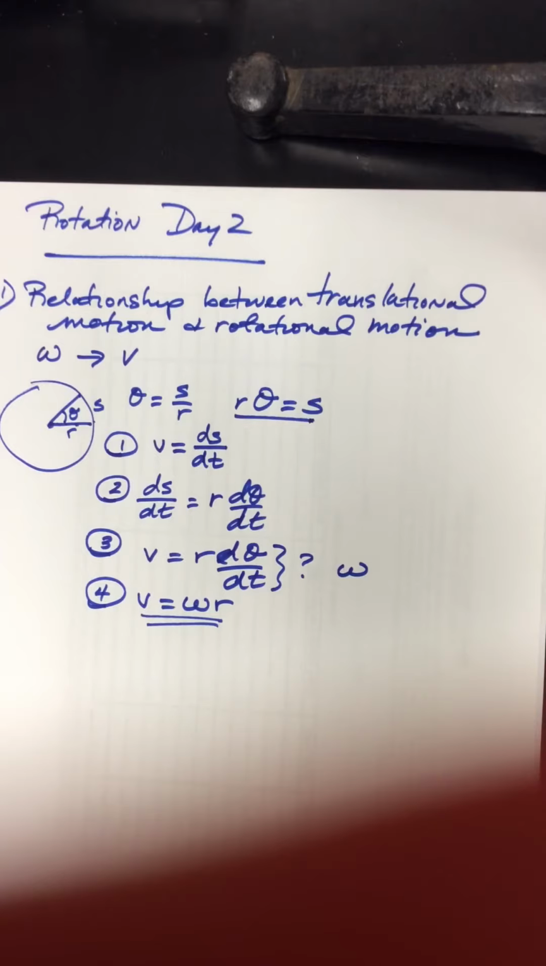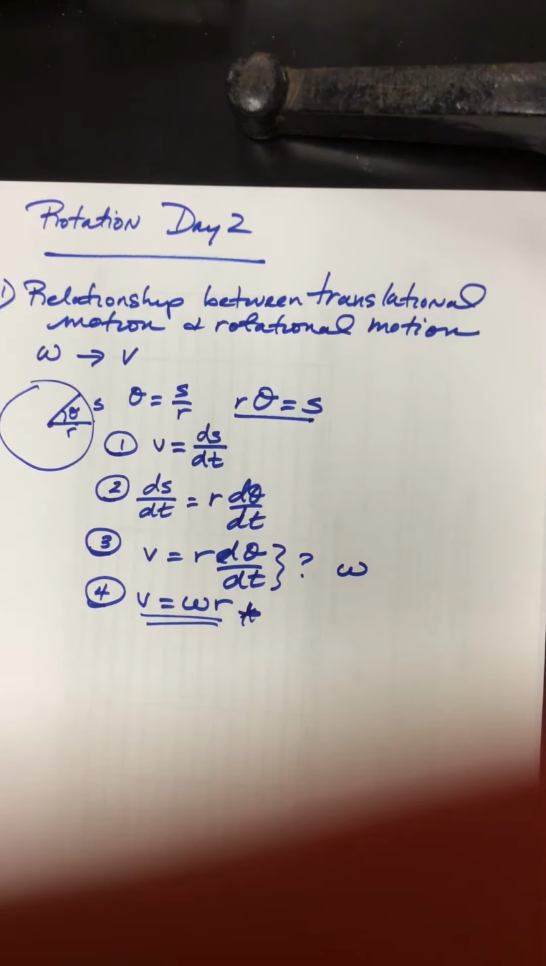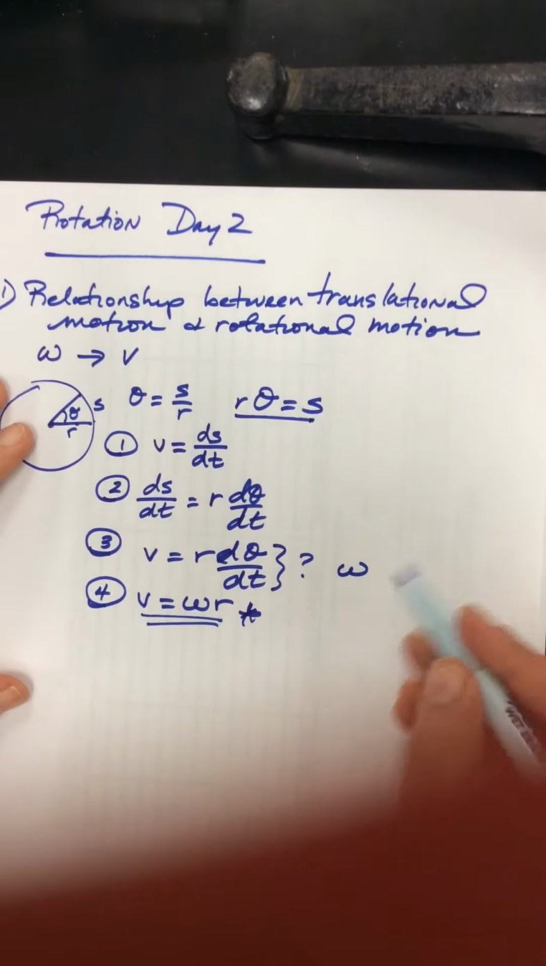Okay, so this formula, this relationship is critical. You need to know this formula. You do. It is going to save your cookies so many times, you're not even going to believe it.